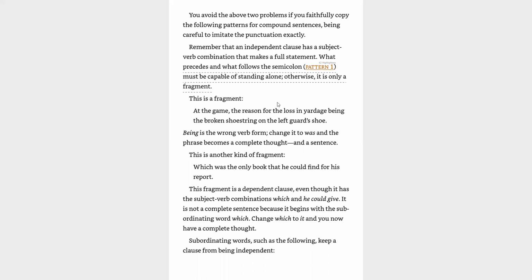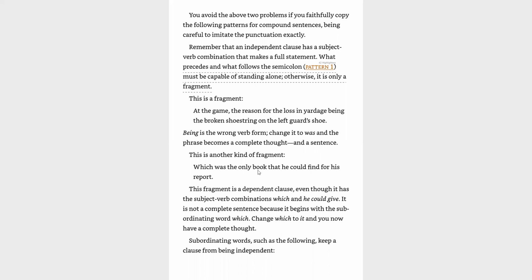At the game, the reason for the loss in yardage being the broken shoestring on the left guard's shoe. Being is the wrong verb form. Change it to was, and the phrase becomes a complete thought and a sentence. Okay, so using the wrong verb form there makes it a fragment.